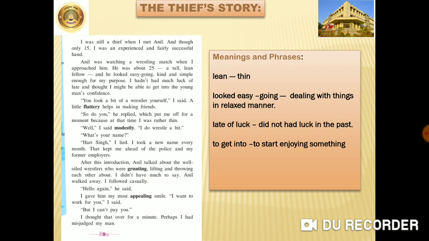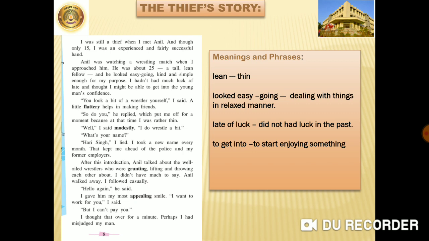Anil asked, what is his name? Hari Singh. I lied. Now here he gave a name, Hari Singh. And he says that the narrator lied. I took a name every month that kept me ahead of the police and my former employers. So he said every time I used to take new names so that I will be away from the police.